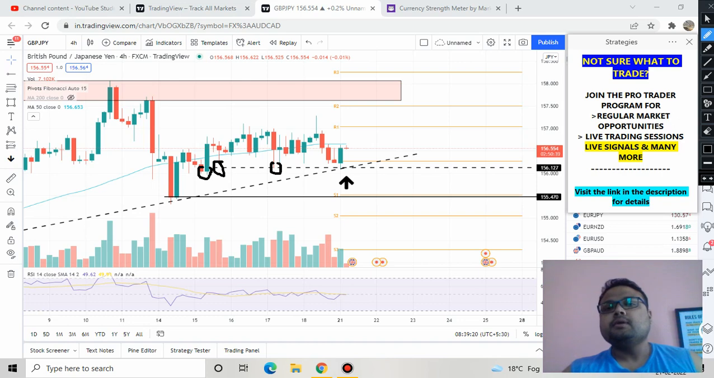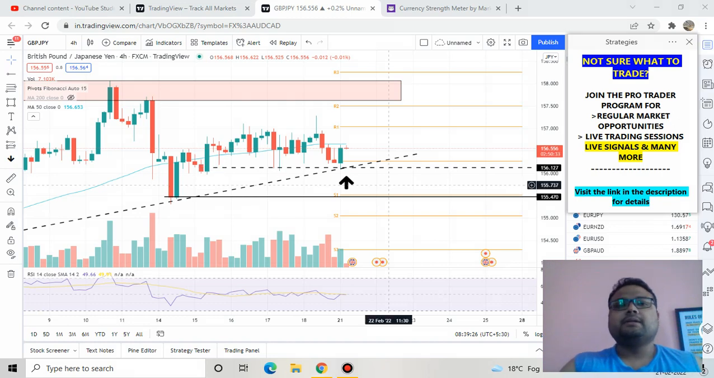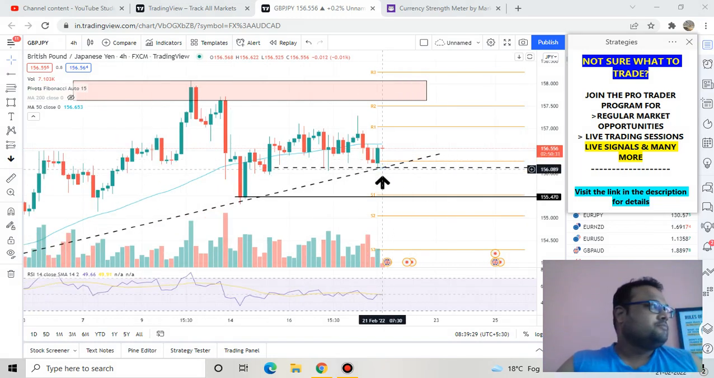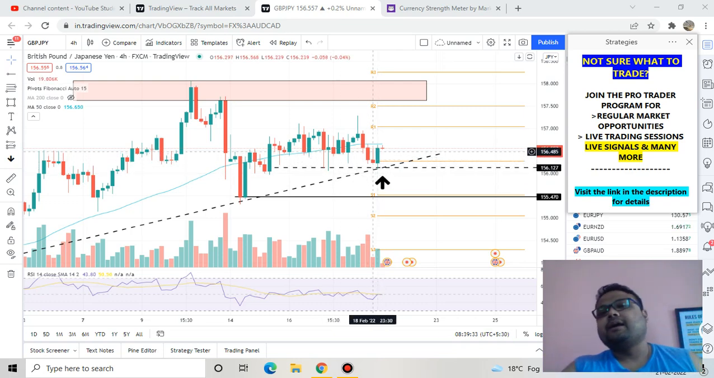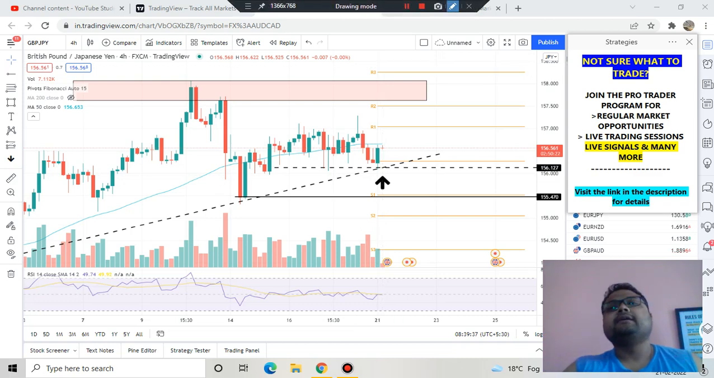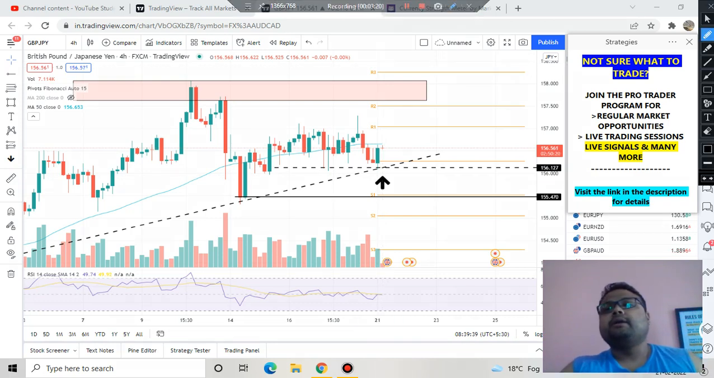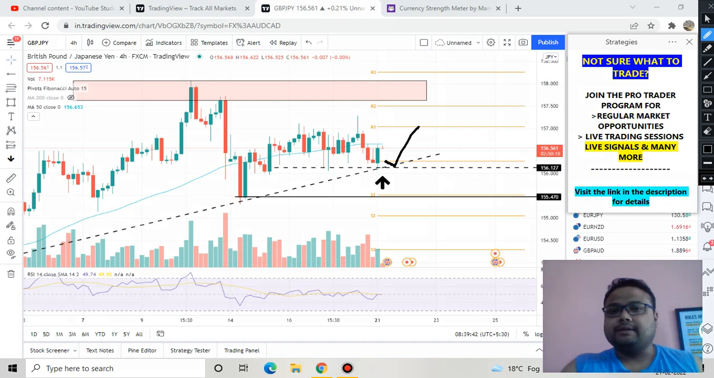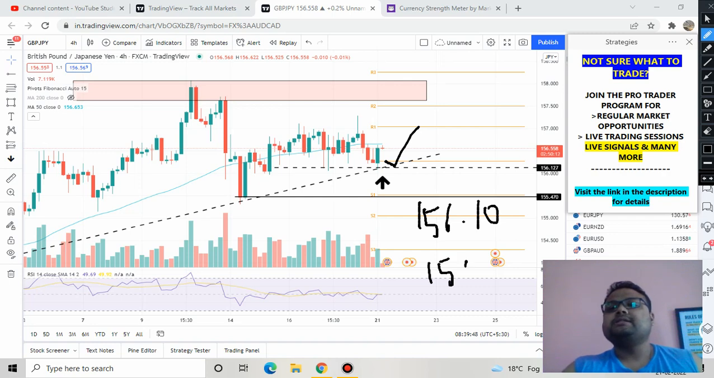So there were two supports here, but sadly, while I was sleeping, the market formed a green candle and went up. But if I get another opportunity, then I think the market has a good possibility of bouncing from this level here. So 156.10 to 156.20 can be a good level for a buy.